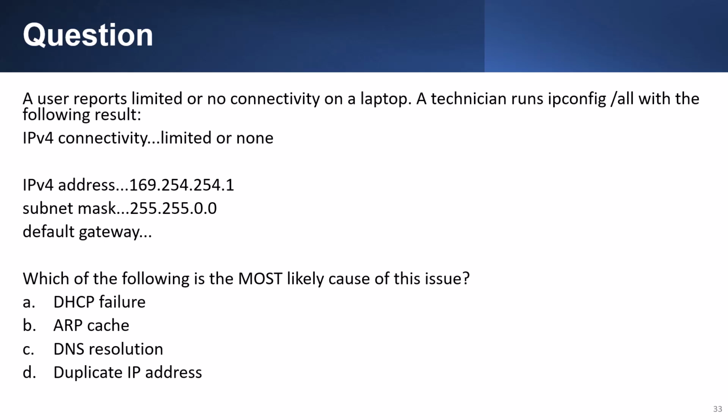Question: A user reports limited or no connectivity on a laptop. The technician runs ipconfig /all with the following results: IPv4 connectivity limited or none, IPv4 address 169.254.254.1 with the subnet mask at 255.255.0.0 and no default gateway. Which of the following is the most likely cause of the issue? Answer: DHCP failure.